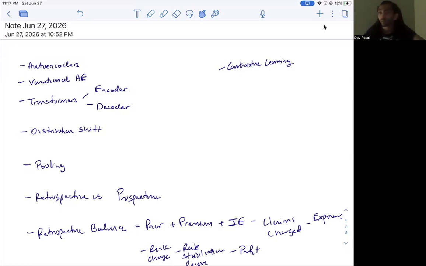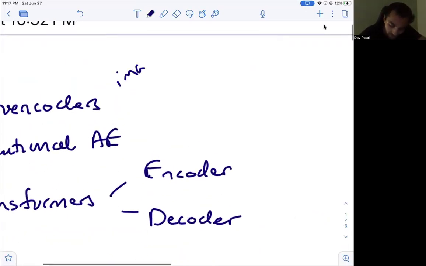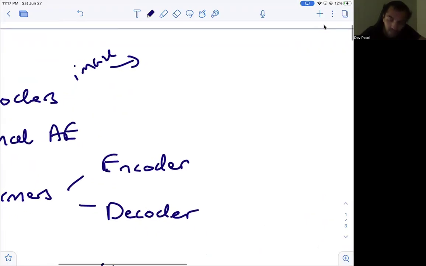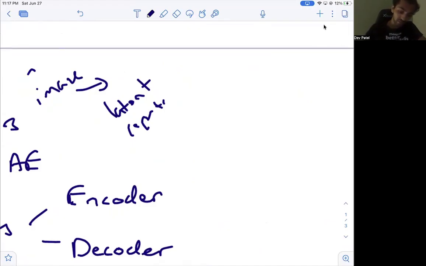So autoencoders try to learn a latent representation. We have an input image and try to compress that input image into a latent representation. That's what the encoder is going to do. The encoder is going to learn this latent representation.